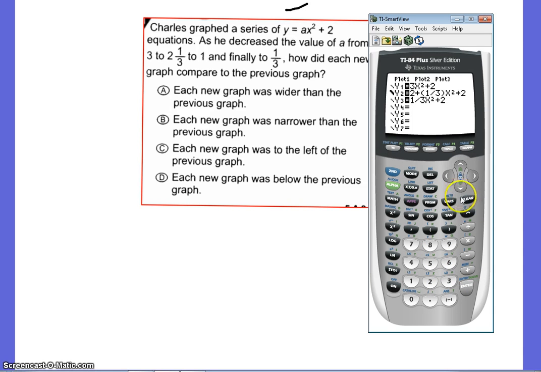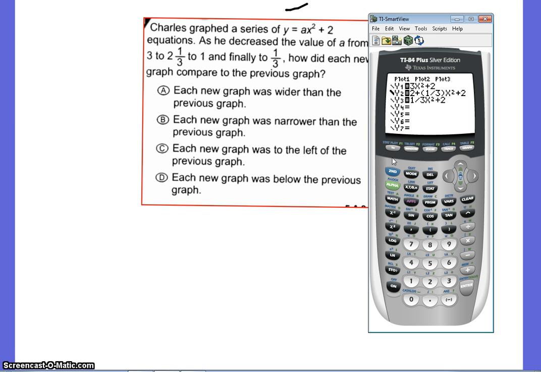So the only difference in any of these equations is going to be the number in front of x squared. So we need to watch and see what happens each time. So we'll go zoom 6. Here's my first one. Here's my second one. And here's my third one.